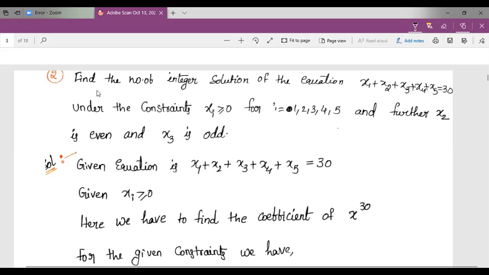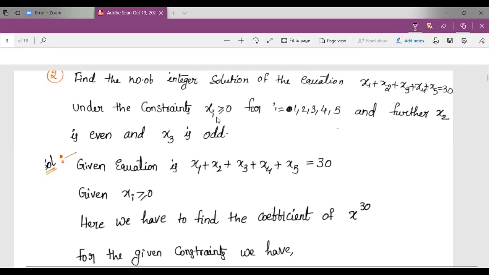Here we have to find the number of integer solutions. The total is 30, so the number of solutions is the coefficient of x^30 in this problem.